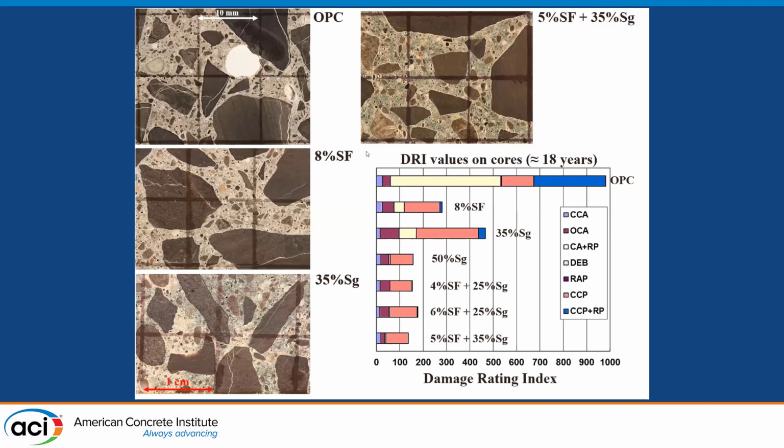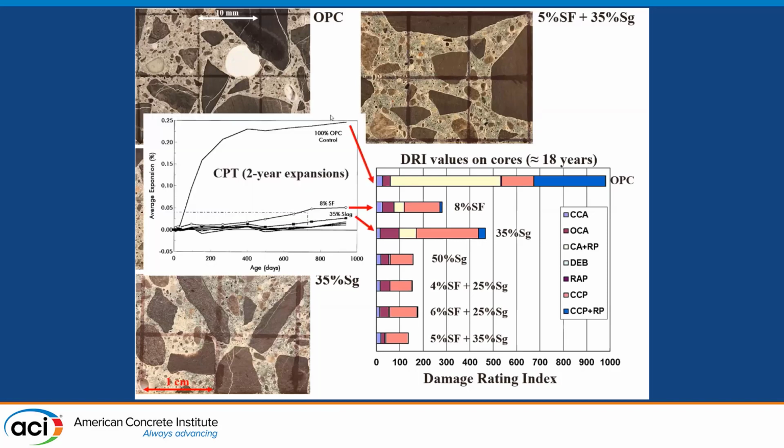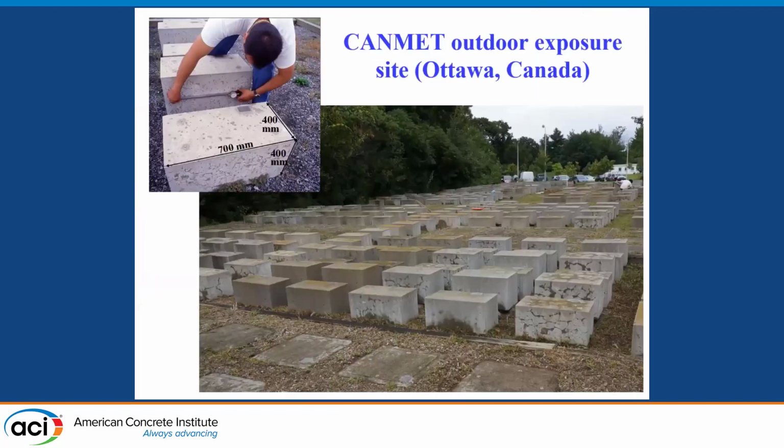Same thing was observed with the 8% silica fume and 35% slag mix, where we found some signs of ASR in the aggregate particle and the cement paste, while the ternary system here were still pristine after about 20 years in service. And if we compare the results to the 2-year concrete prism test, we can see that the reactivity that we can see in the field can hardly be picked up by the concrete prism test after 2 years of expansion monitoring.